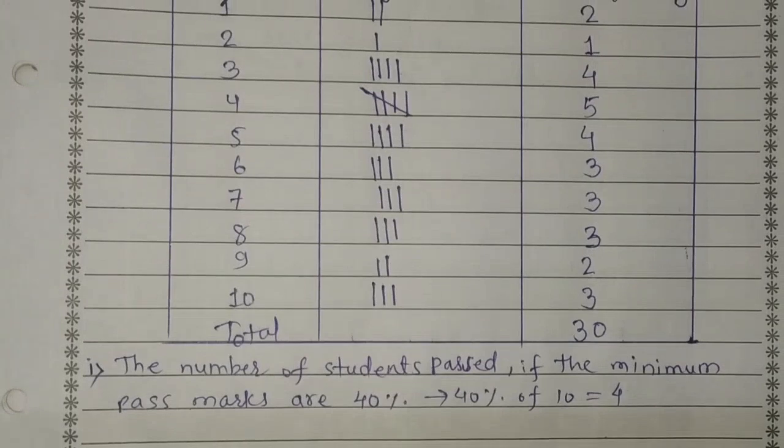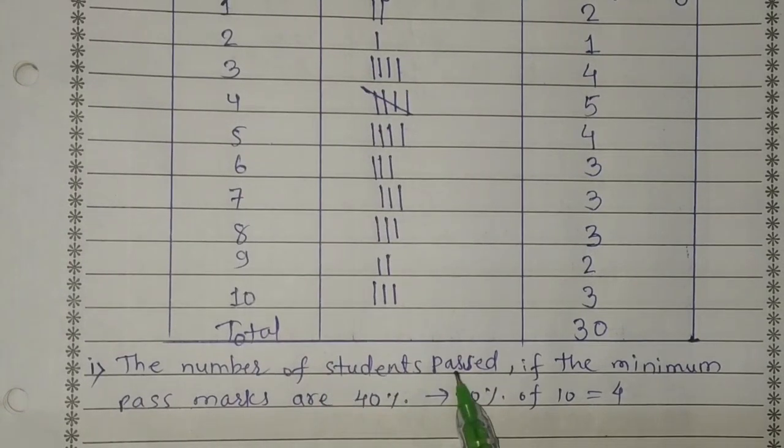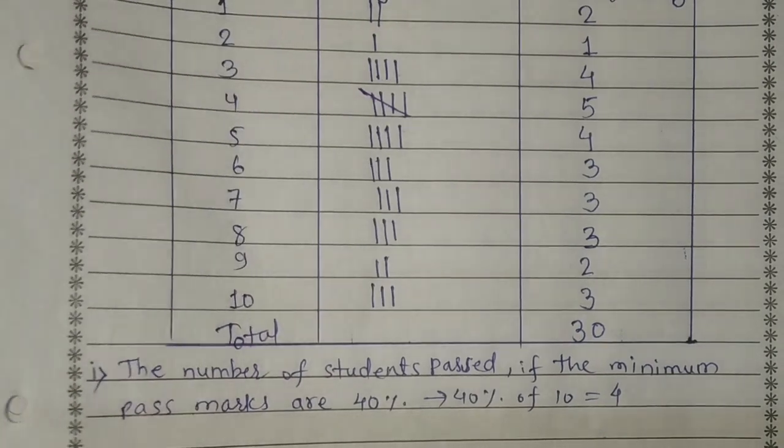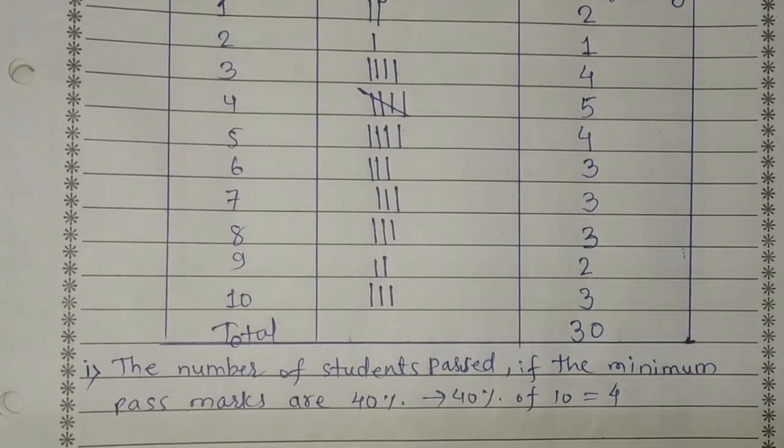We have to find the number of students passed if the minimum passing marks are 40%. So 40% of 10, total marks are 10. So 40% of 10 is 4. Means we have to find out how many children passed if the minimum marks is 4.